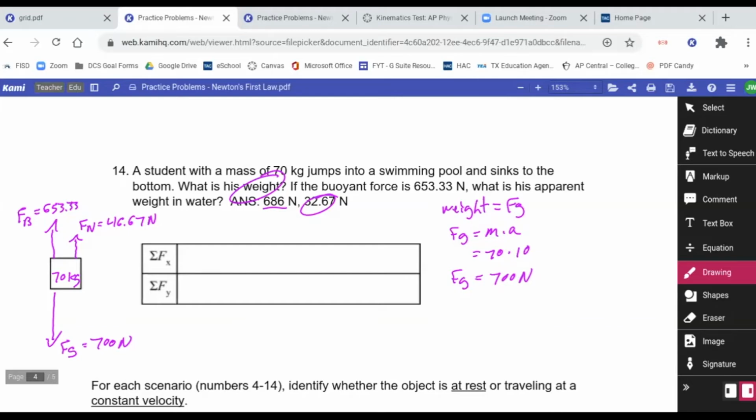It's a perceived weight. Now, if you're not moving, it's all in balance. It's the same thing. No one knows the difference. But if you're moving with an acceleration, it's different. And that's why we talked about the elevator.